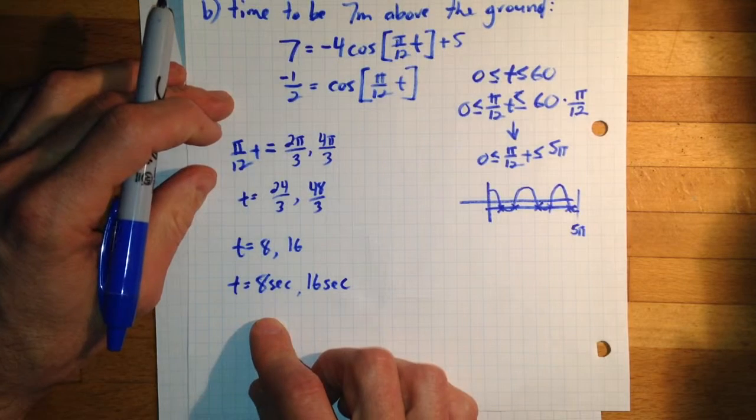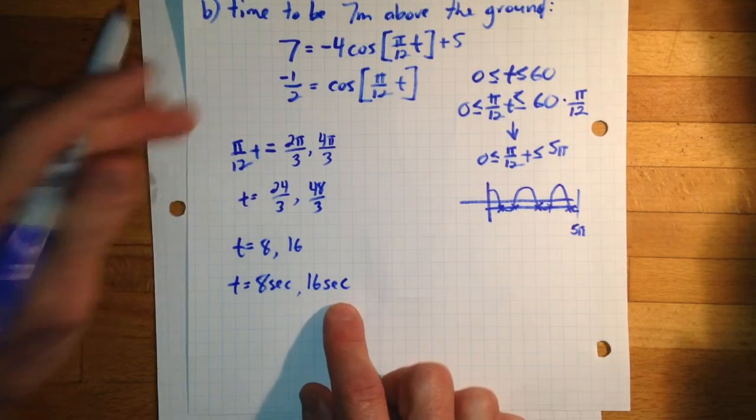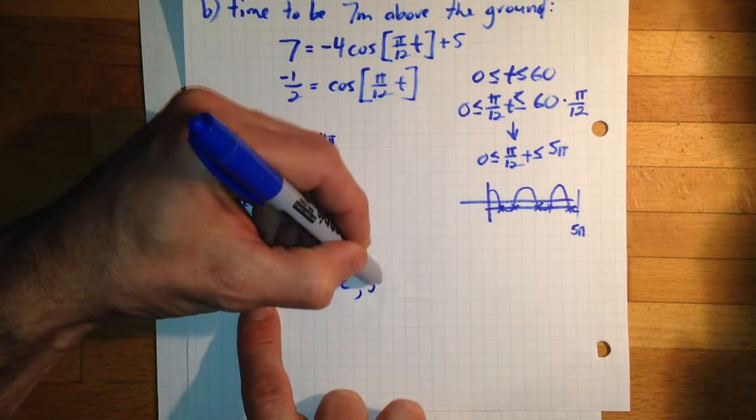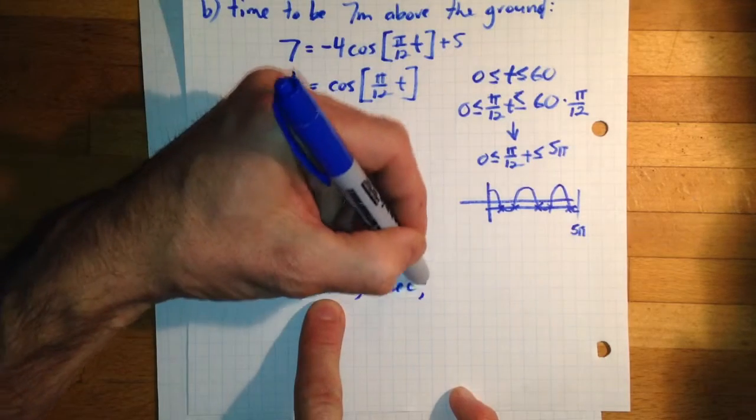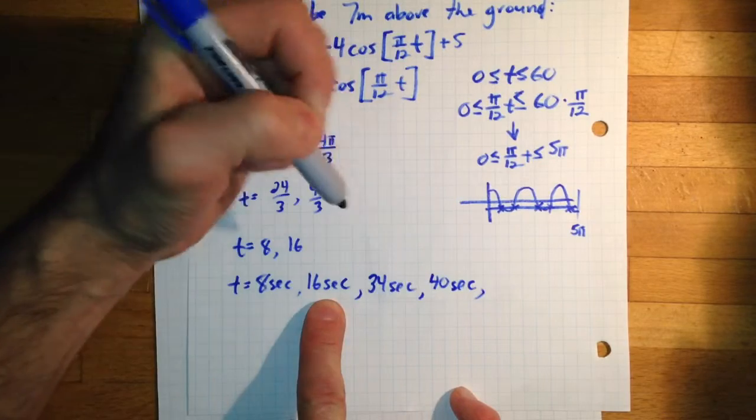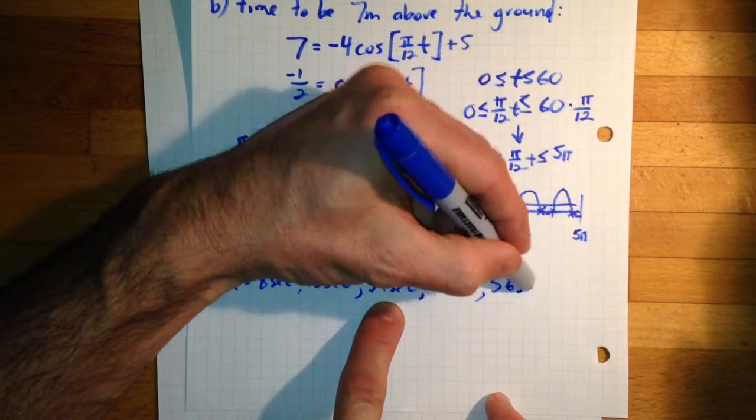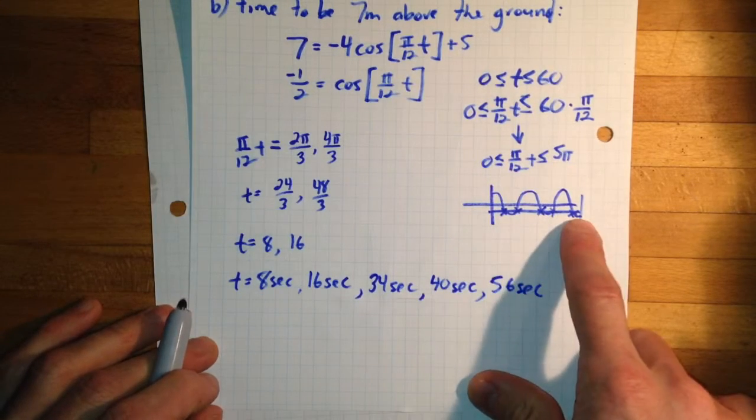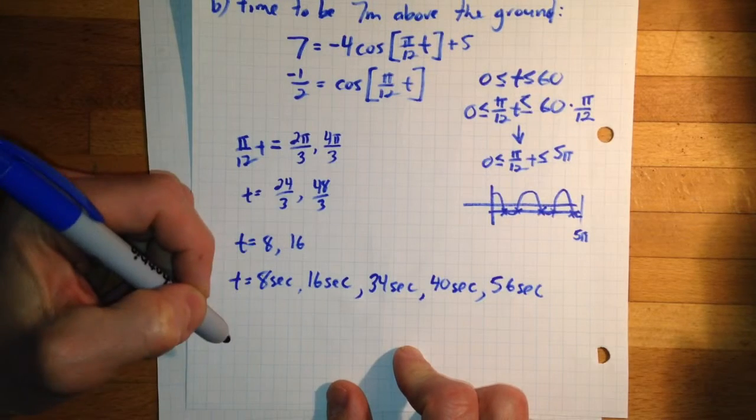and now I need to have 5 solutions altogether because this little graph is telling me that. And so what I'm going to do is just add 24 to this one. I'm going to add 24 to this one. And then I'm going to add 24 to this one to get my final solution. So there, I have the 5 solutions, represented roughly by this graph here, that it would take to be 7 meters above the ground.